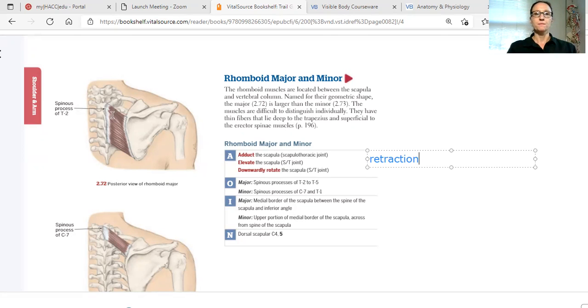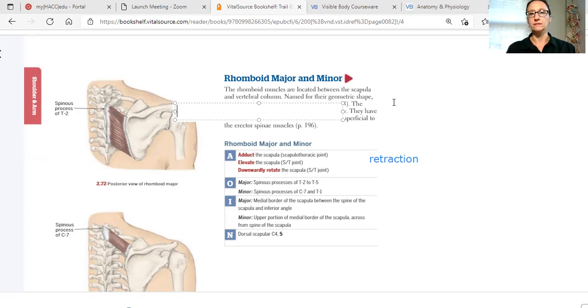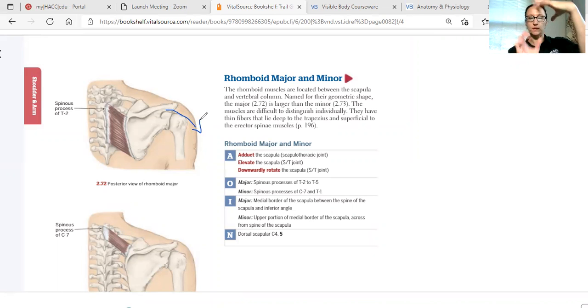Remember, that's when this part of the scapula, can I draw? I'm going to draw. Let's clear that. Fine, draw. Come on, let me draw, please. There we go. Okay. And this part goes like this, right? Downwardly rotates. The whole thing goes this way.